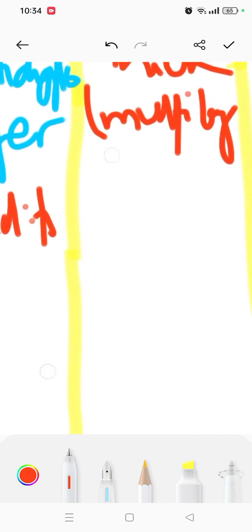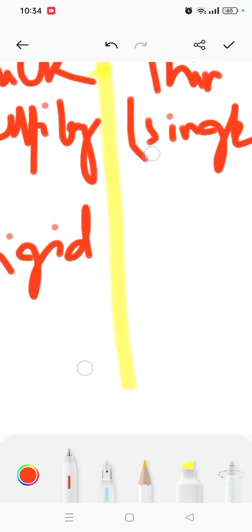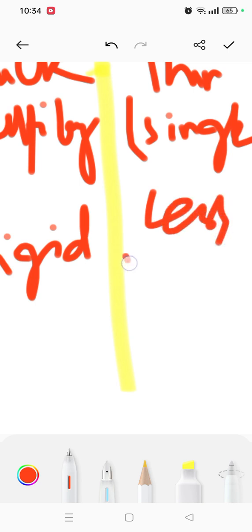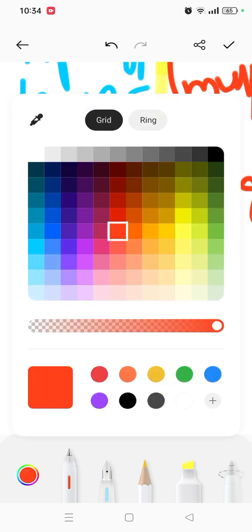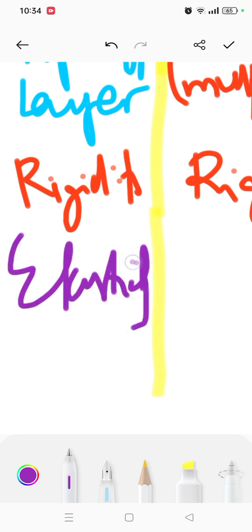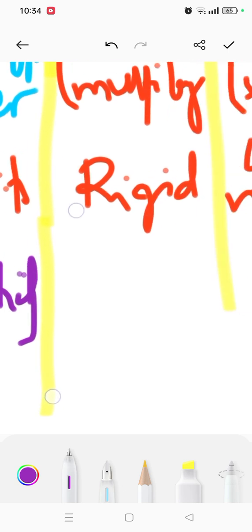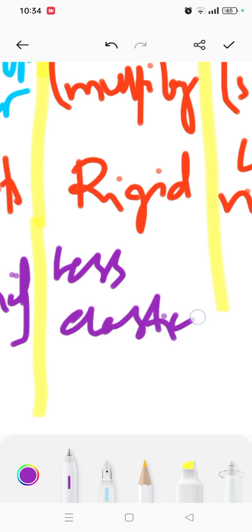gram positive cells are rigid enough. This means they're very hard, and gram negative cells are less rigid, meaning not very strong. We can also talk about elasticity. In gram positive they are less elastic. If they're very strong, they cannot move, they don't have much elasticity in their wall, so they are less elastic. And gram negative cells are more elastic.